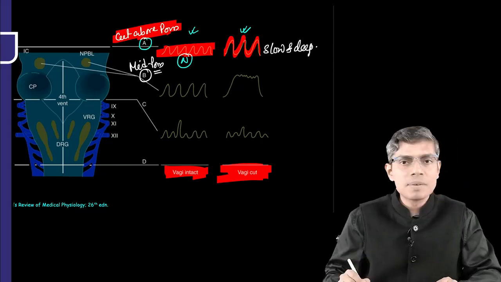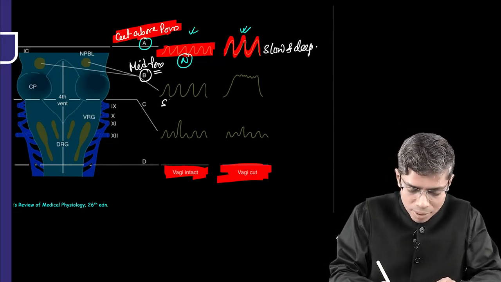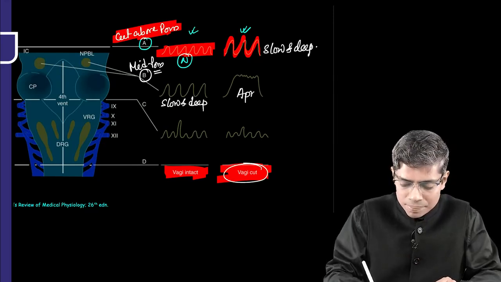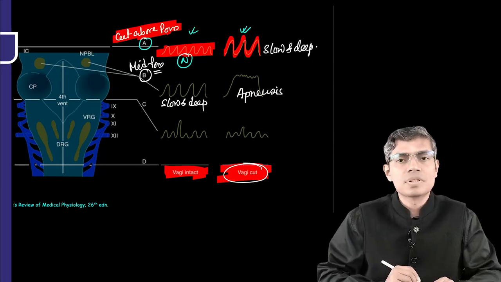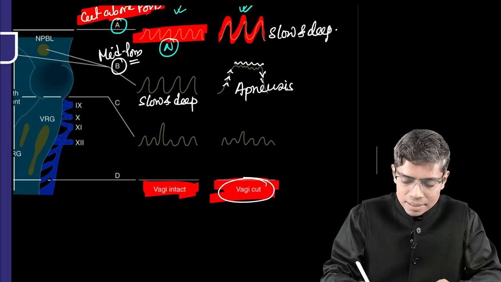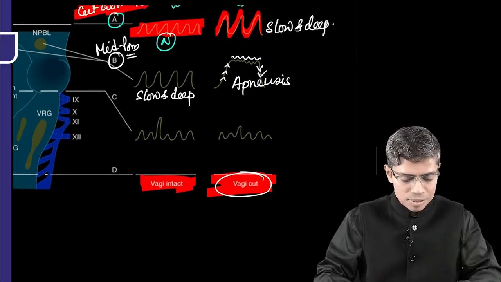We have already seen the mid pons cut effect. So this is slow and deep breathing, and if you additionally cut the vagus, then what is going to happen? This is nothing but your apneusis phenomenon. So severe inspiration and then spasm of inspiration followed by death. So this is typically the apneustic phenomenon.